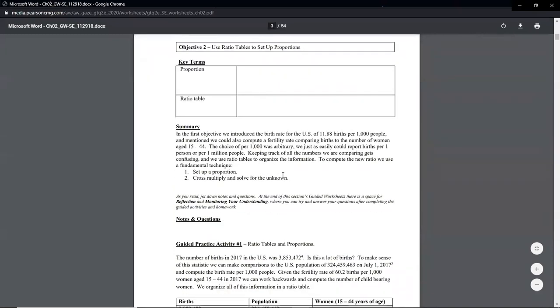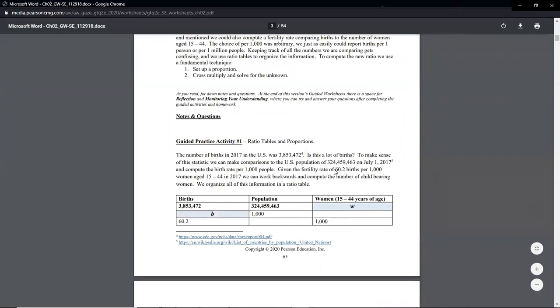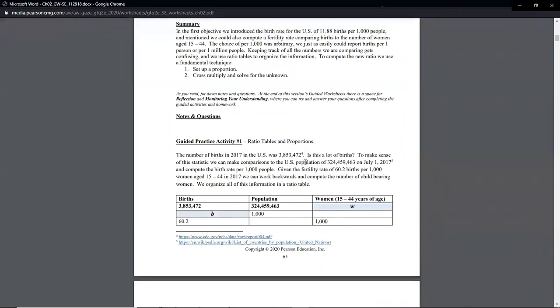So using ratio tables, page 65. Here we go. Guided activity 1. This is a ratio or proportion table. It's actually got a similar theme to that original US versus Mexico birthing rate population problem. So they say the number of US births in 2017 was 3.8 million.